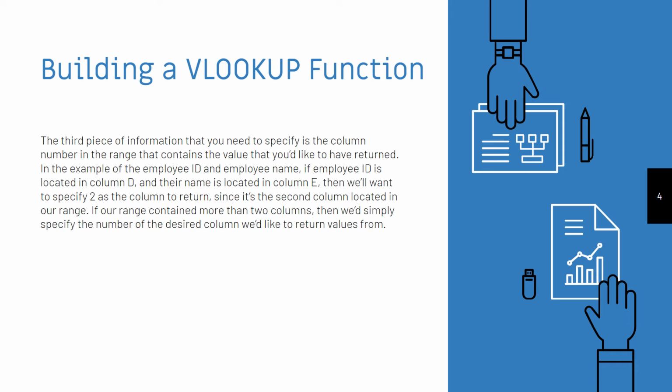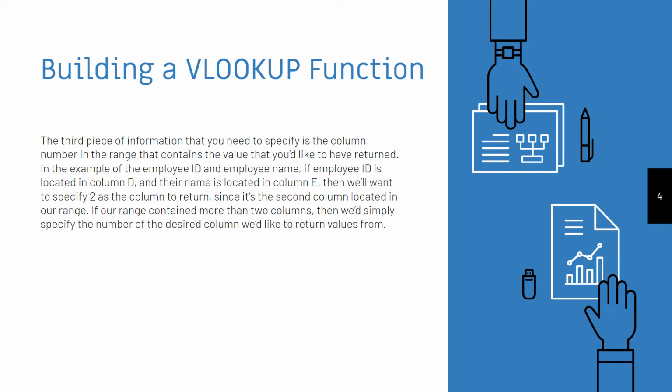The third piece of information that you need to specify is the column number in the range that contains the value that you'd like to have returned. In the example of the employee ID and employee name, if employee ID is located in column D and their name is located in column E, then we'll want to specify 2 as the column to return, since it's the second column located in our range. If our range contained more than 2 columns, then we'd simply specify the number of the desired column we'd like to return values from.